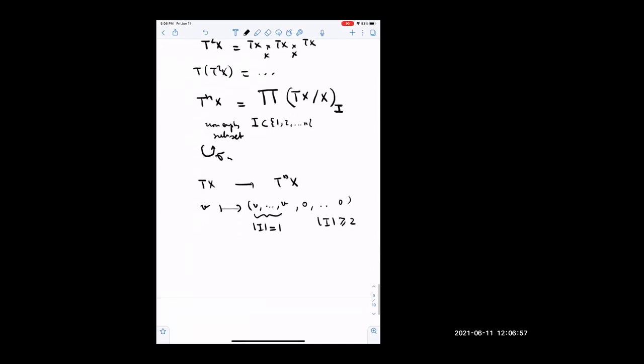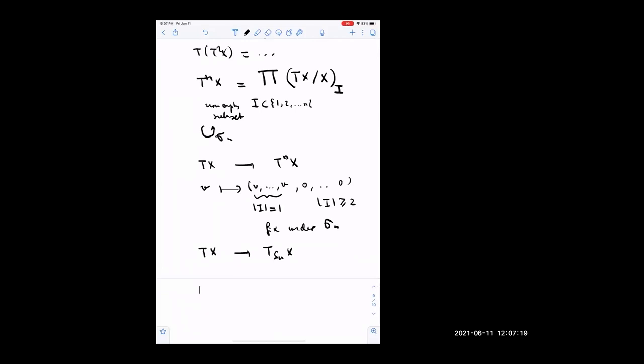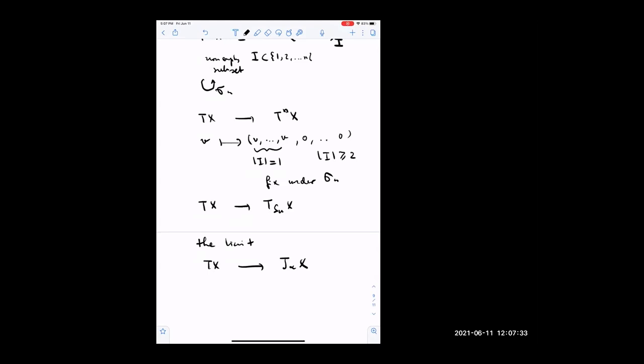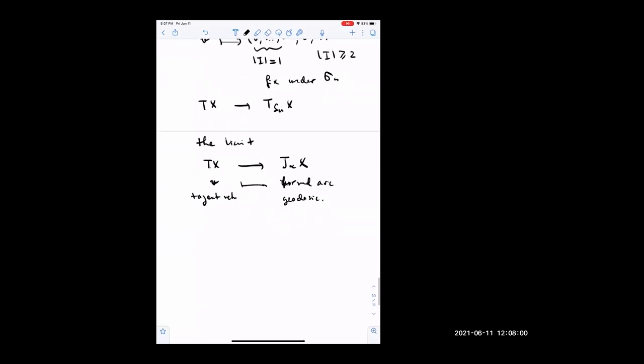For the subsets of cardinal at least 2. So that is how you have this kind of geodesy, and so that gives you a map from T of X, which is obviously symmetric. So it is fixed under Sn, and so this gives you a map from T X to T^n of X, and going to the limit, you have your map from your tangent bundle into the jet space, so J infinity of X. So basically, that gives you, for every vector, not a vector field, just a tangent vector, a formal arc. But it's a geodesic formal arc.